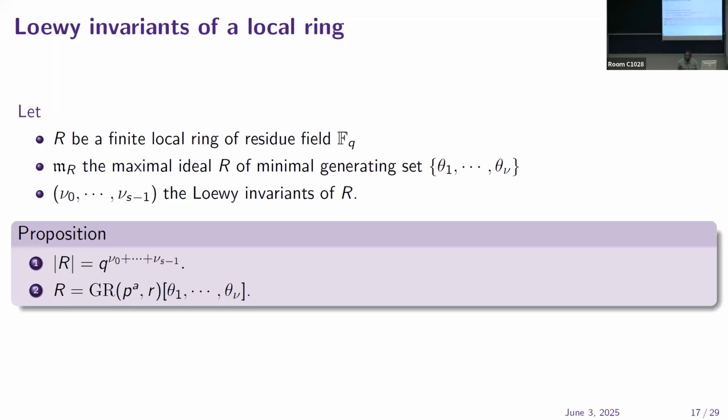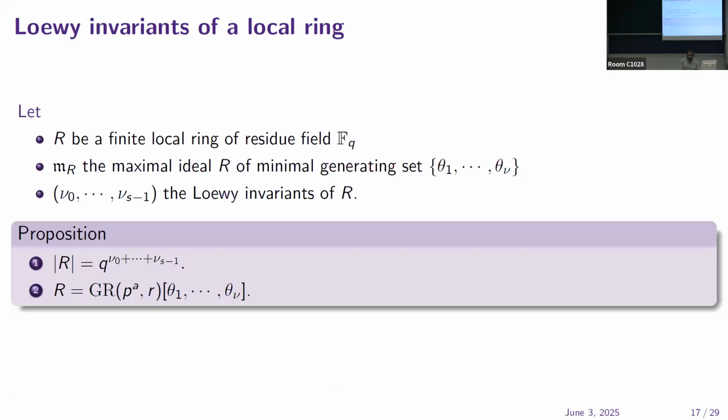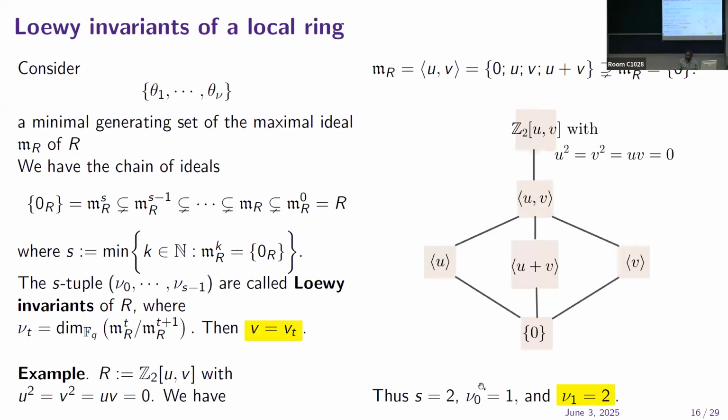The importance of the Lorentz invariant of the finite local ring: it helps to determine the cardinality of a finite local ring. The cardinality of the finite local ring equals q to the power v0 plus ... plus v s minus 1. For this example, the Lorentz invariant is the couple 1, 2: v0 equals 1, v1 equals 2.